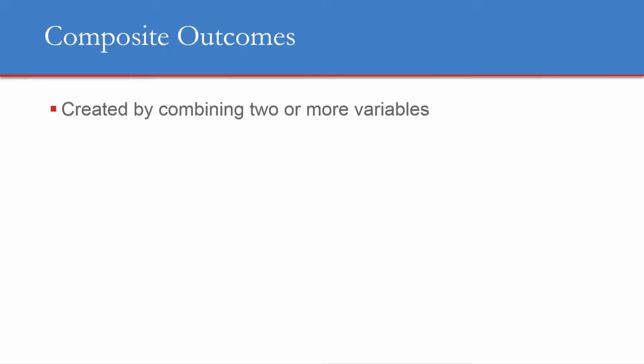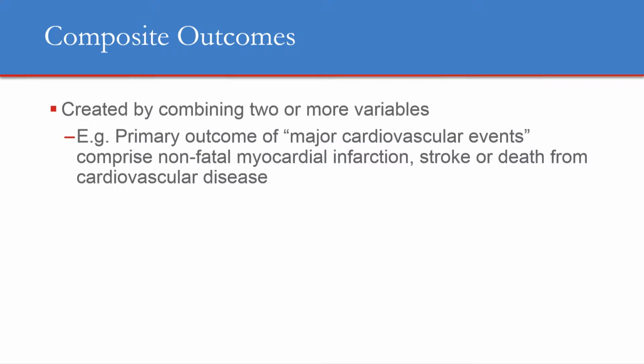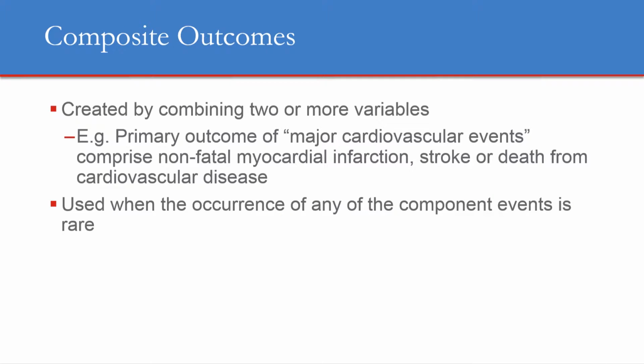Composite outcomes are created by combining two or more variables together. For example, a primary outcome of major cardiovascular events comprises non-fatal myocardial infarction, stroke, or death from cardiovascular disease. Composite outcomes are most often used in situations where the frequency of the individual component events is rare. Using a composite outcome as a primary endpoint can increase the power of a study.